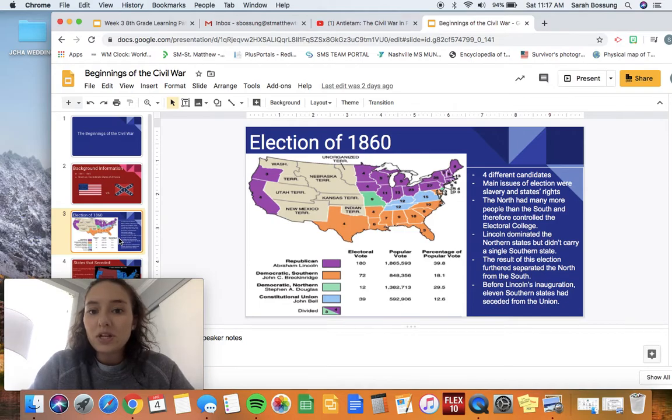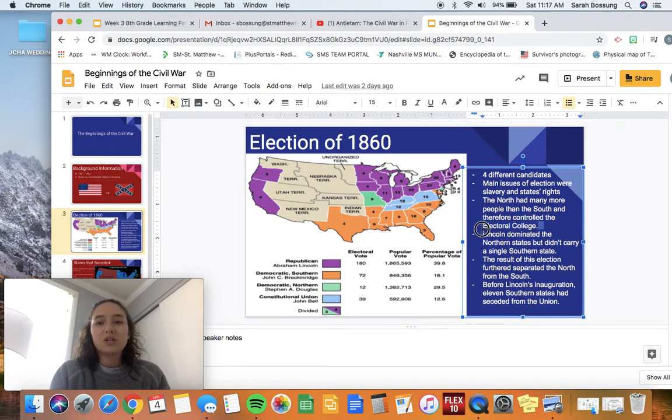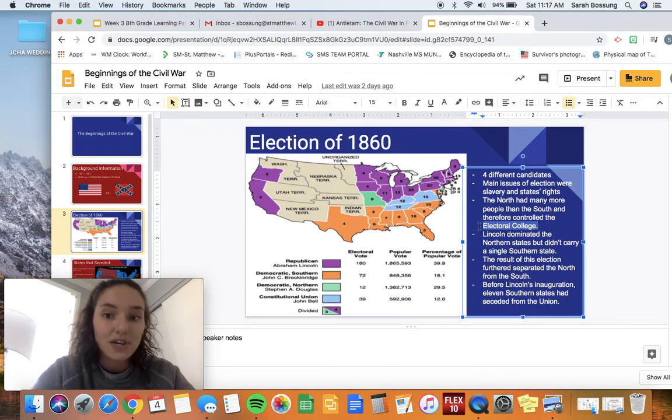It probably is not a surprise that the North has a bigger population than the South. And because they have a bigger population, the North controls the Electoral College. We talked a little bit about this when Washington was elected, and maybe Jefferson. The way things work is there's a popular vote and an Electoral College vote. So if the North controls a lot of the Electoral College, then the South doesn't really have a chance. So they were kind of upset about that.